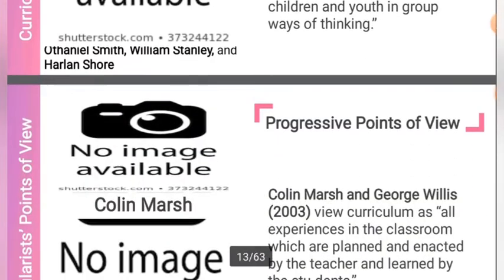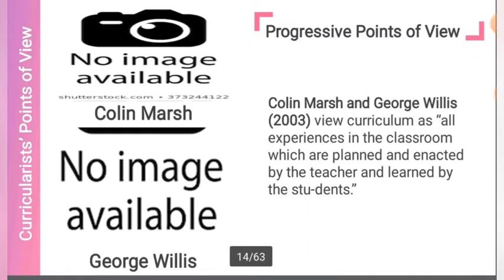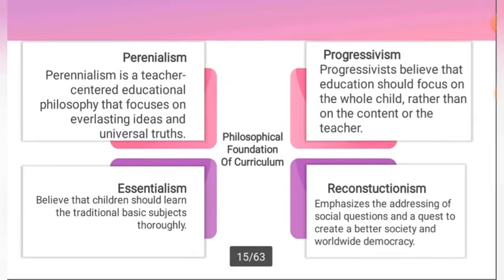Next, we have Colin Marsh and George Willis. They define curriculum as the experiences in the classroom, which are planned and enacted by the teacher and also learned by the students. So in this definition, experiences are done in the classrooms.